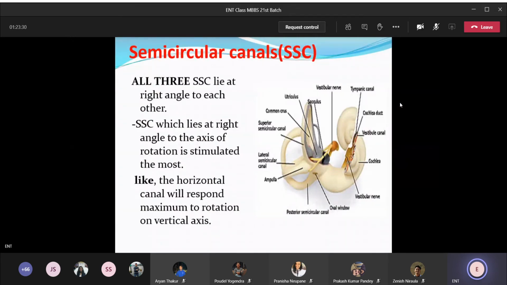Now semicircular canals, these are three in number. They lie at right angles to each other. The semicircular canal which lies at right angle to the axis of rotation is stimulated the most. For example, the horizontal canal will respond maximum to the rotation on a vertical axis.